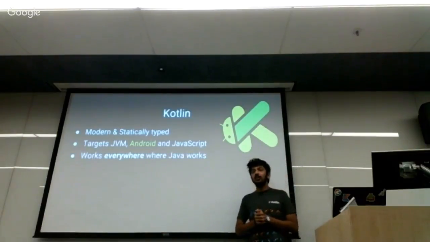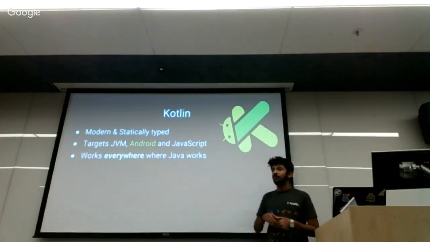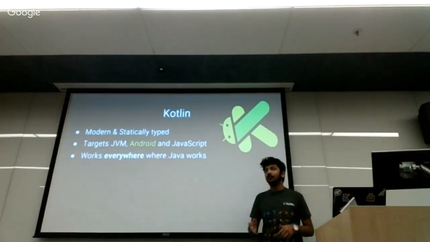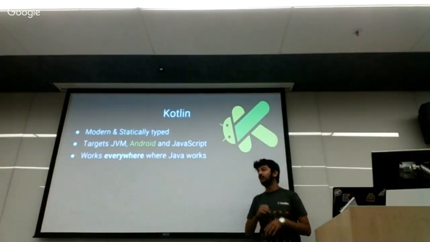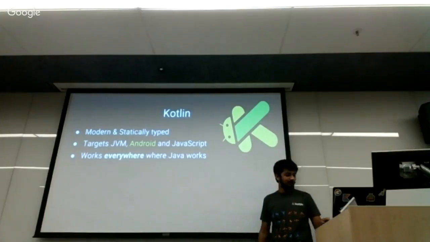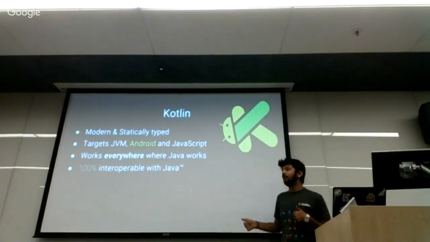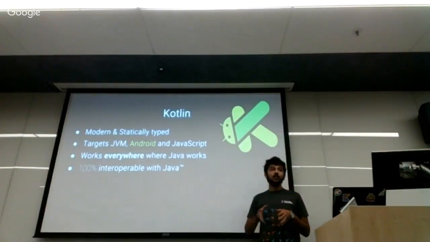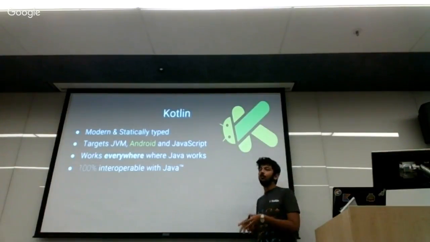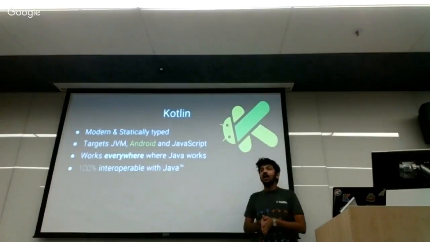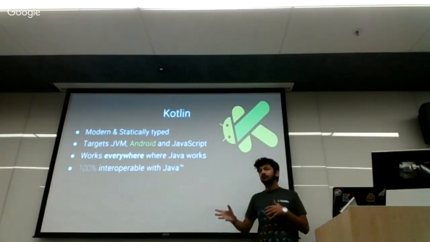Thirdly, Kotlin works everywhere with Java. So we can write desktop apps, system apps, web apps, and Android apps. Wherever you wrote Java, you can write Kotlin. The biggest selling point of Kotlin is that it is 100% interoperable with Java. That means you can write 50% of your code in Kotlin and 50% in Java, and still make that app functional.